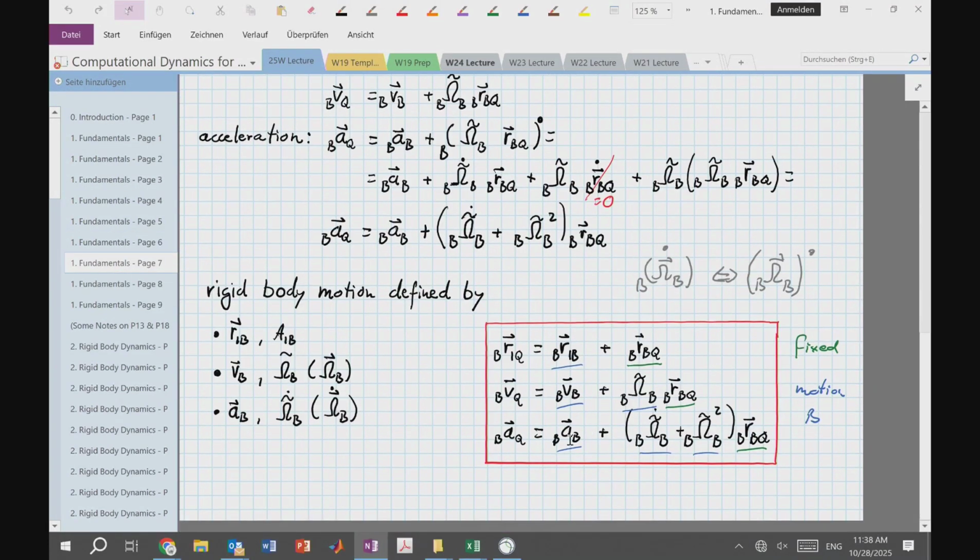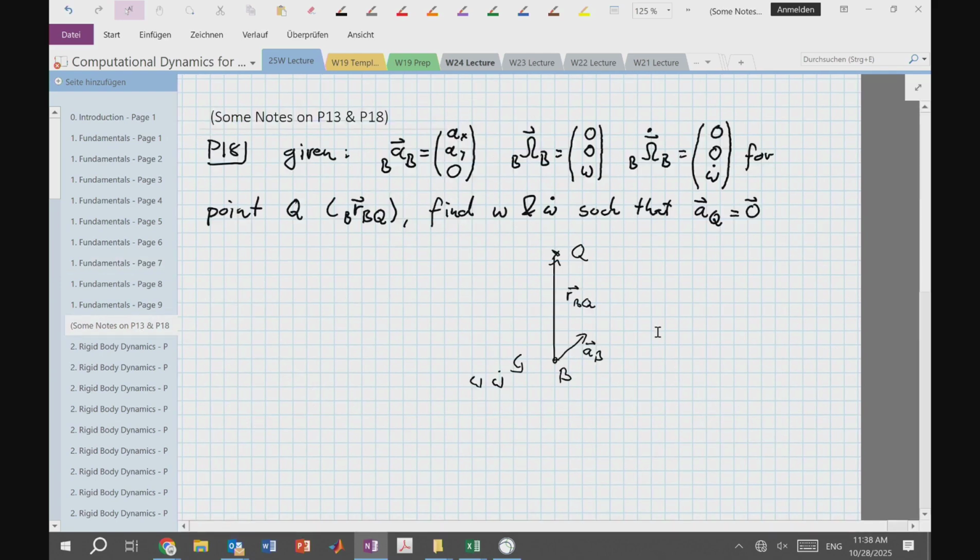At this equation, where we have B given, RBQ given, AQ should be 0, and we're looking for these 2 values here. So just applying that equation. What this basically means, as we just saw in the equation, is that in this point Q, I somehow have ABQ. The translation is applied to the entire body.